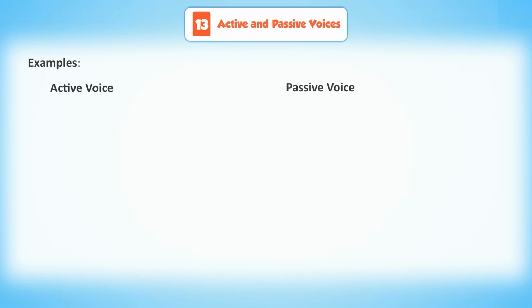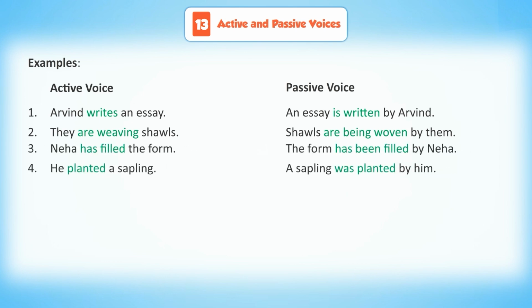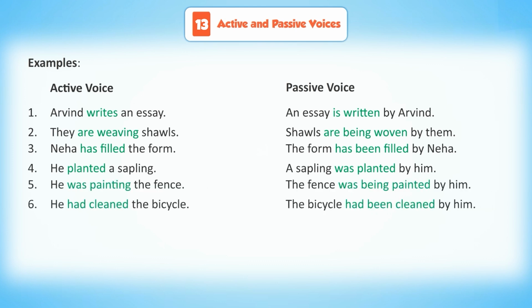Examples. Active voice, passive voice. First, Arvind writes an essay. An essay is written by Arvind. Second, they are weaving shawls. Shawls are being woven by them. Third, Neha has filled the form. The form has been filled by Neha. Fourth, he planted a sapling. A sapling was planted by him.